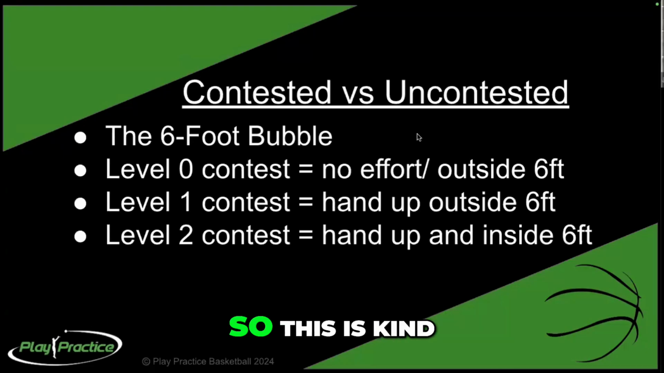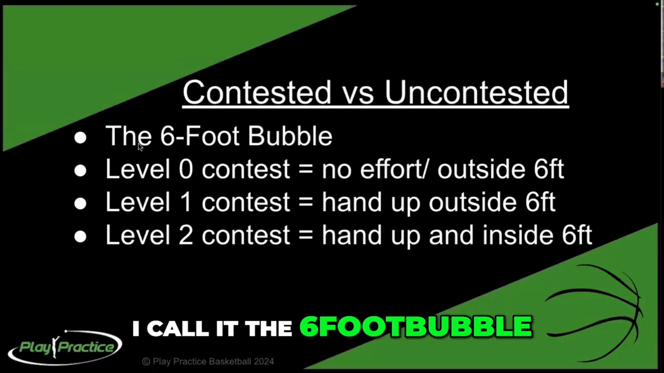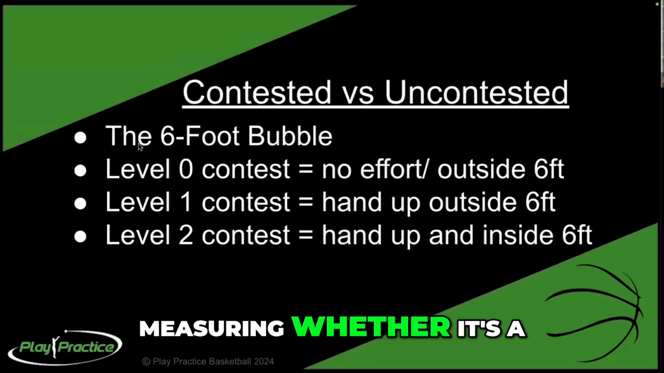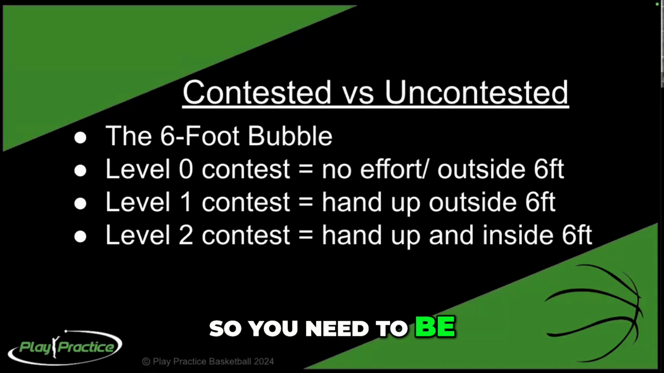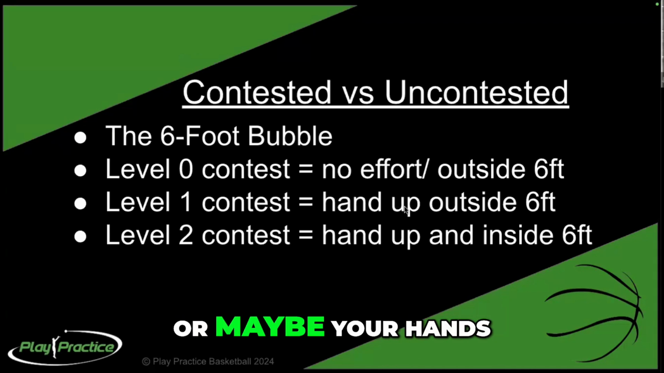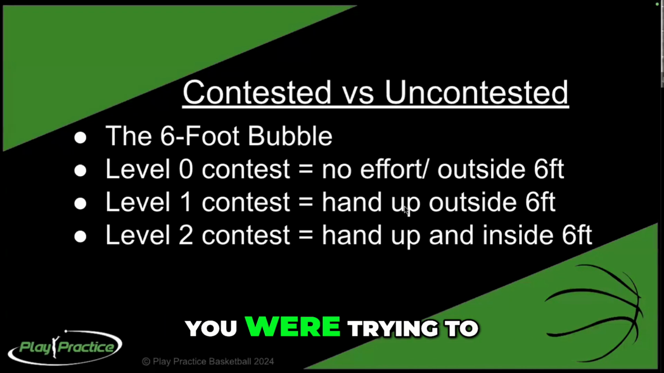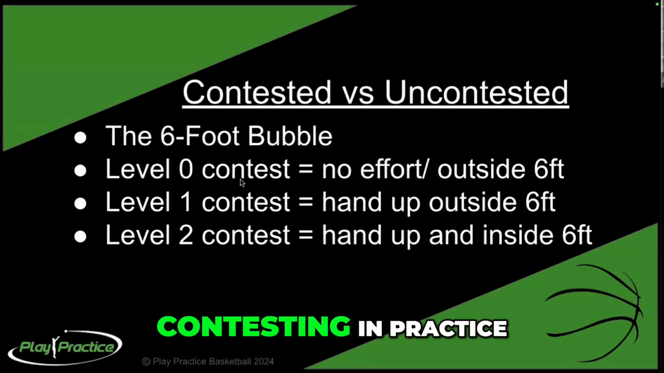Contested versus uncontested. This is a brief review of what we did in our defensive week, week 4, a couple weeks back now. I call it the 6-foot bubble, how we're measuring whether it's contested or not. You need to be inside the bubble with hands up to be at the maximum, level 2 contest. You need to be either hands up if you're outside of 6 feet, or maybe your hands are down but you were inside 6 feet, you were trying to get there. Level 0 means you were outside of 6 feet and your hands were down, like you weren't really giving an effort. And this is how I would score our contesting in practice.